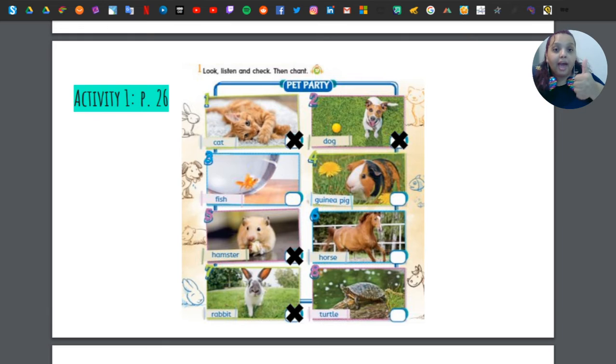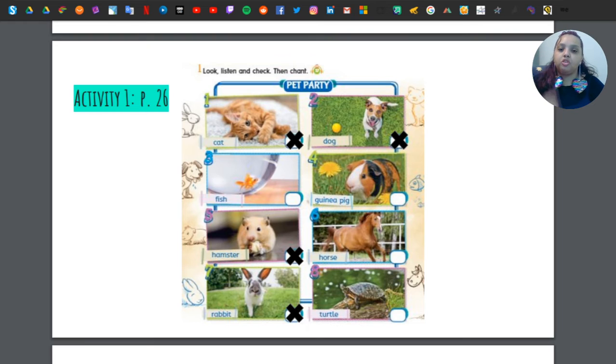Hooray for the cats! Hip, hip, hooray! Hooray for the dogs! Hip, hip, hooray! Hooray for the hamster! Hip, hip, hooray! Hooray for the rabbit! Hip, hip, hooray! Cat, dog, hamster and rabbit were all in the song. Todos esses animais que estão com um xizão da Tia Nicole estavam lá na música. Você conseguiu? Great job.